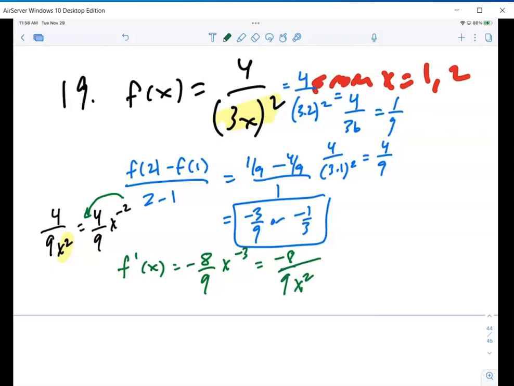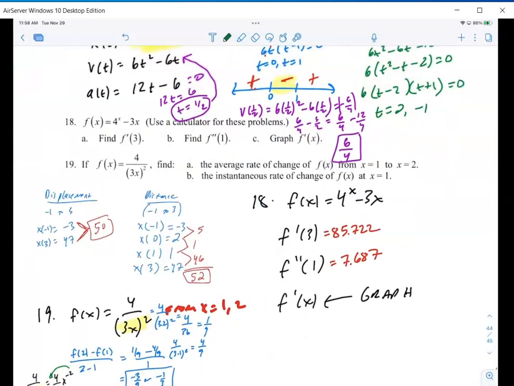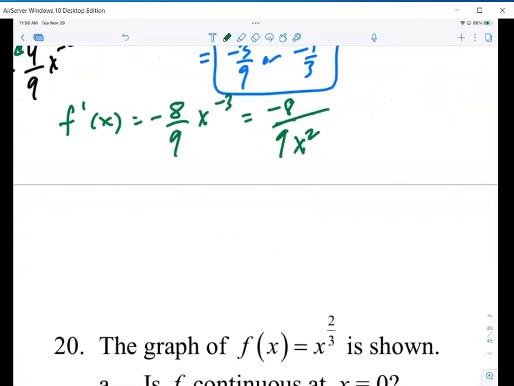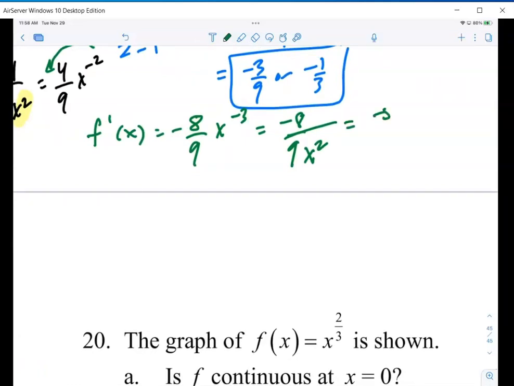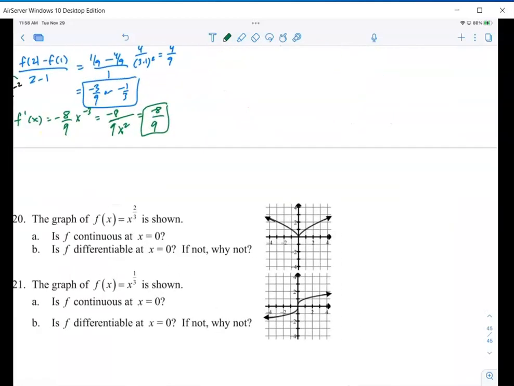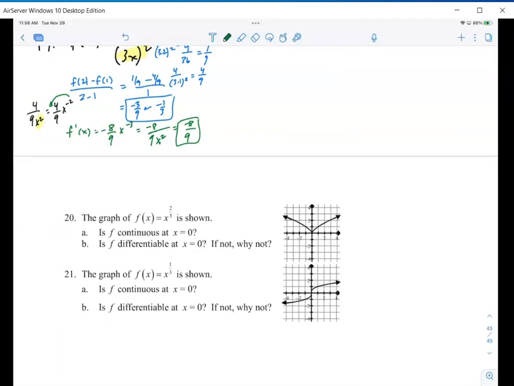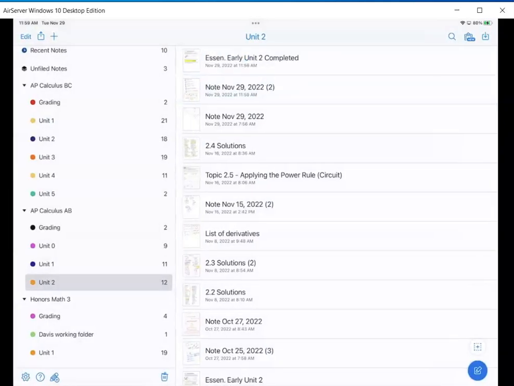And on the question it said, find the instantaneous rate of change at x equals 1. 1 squared is 1, so it's just -x over 9. So that's more accurate because that's the instantaneous rate of change. Cool. All right, the last bit of stuff, we're going to talk about continuous and differentiable.